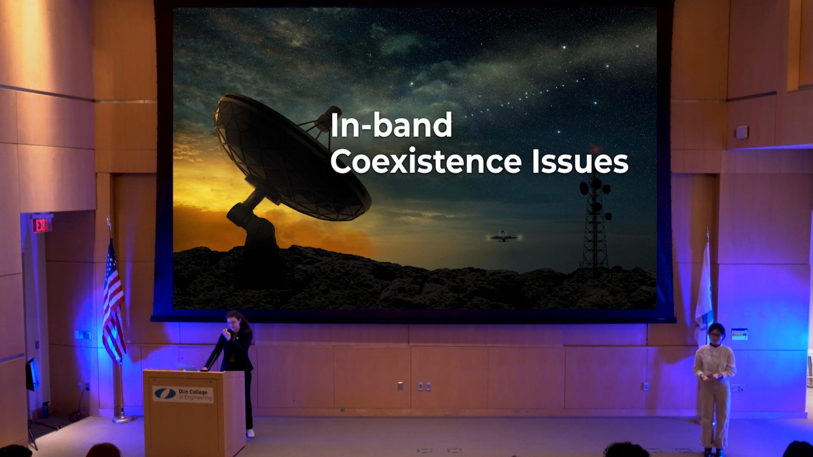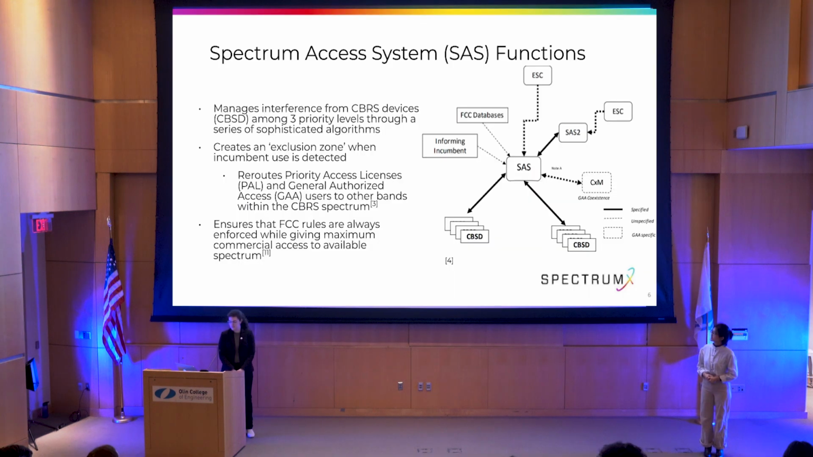Now we're going to introduce the in-band coexistence issues. So how does SAS work? Basically, SAS stands for Spectrum Access System. It is a database and some algorithms that manage the coexistence within CBRS.